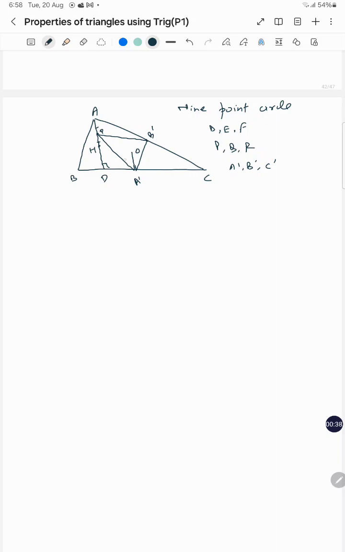So the circle with PA prime as a diameter, because angle PDA prime is 90 degrees, the circle with PA prime as a diameter will pass through D. If we prove that angle PB prime A prime is also 90 degrees, then B prime will also lie on that circle.